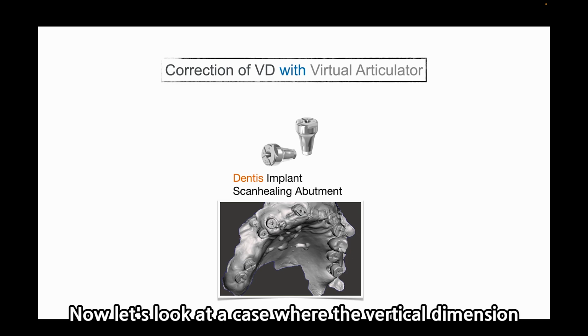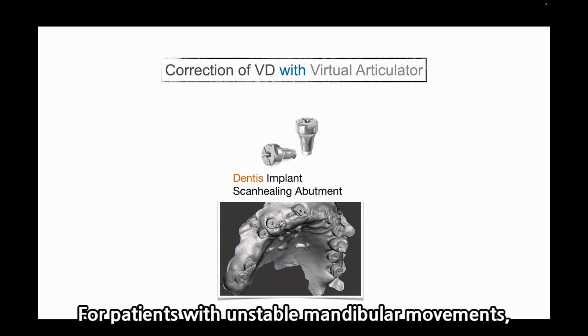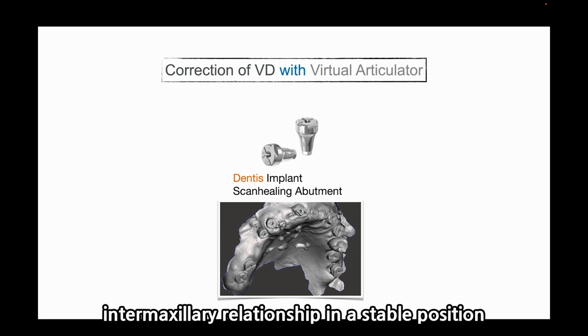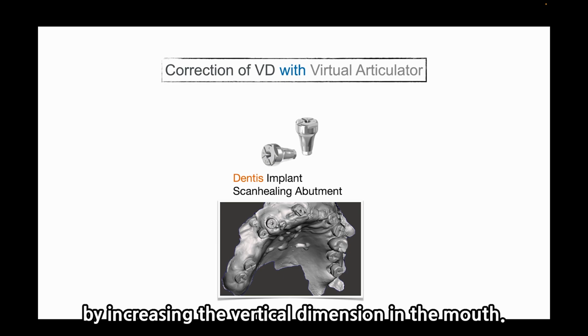Now look at a case where vertical dimension was increased using a vertical articulator. For patients with unstable mandibular movements, it is preferable to capture the intermaxillary relationship or stable position using a vertical articulator rather than recording by increasing the vertical dimension in the mouth.